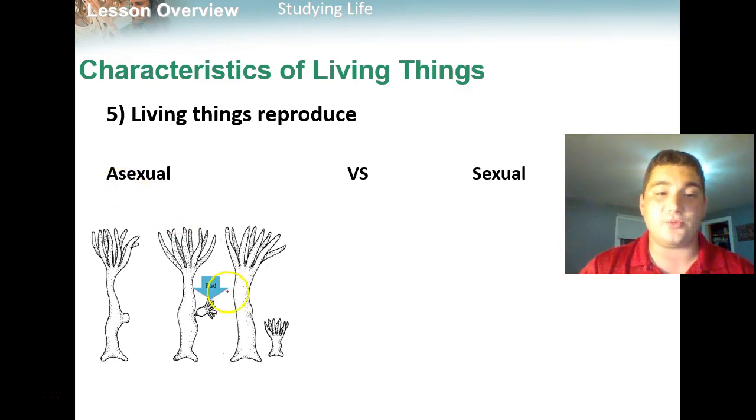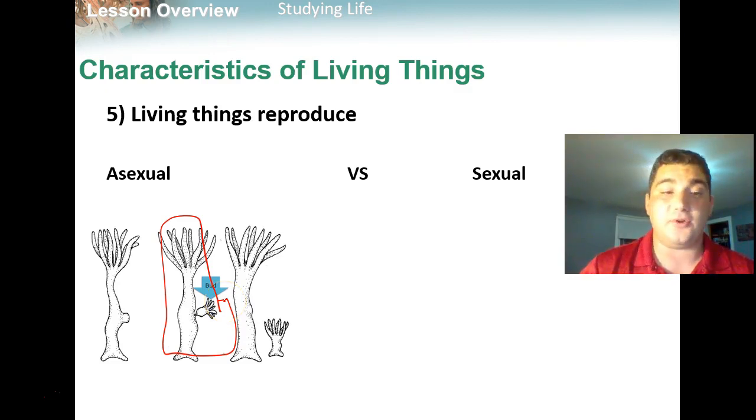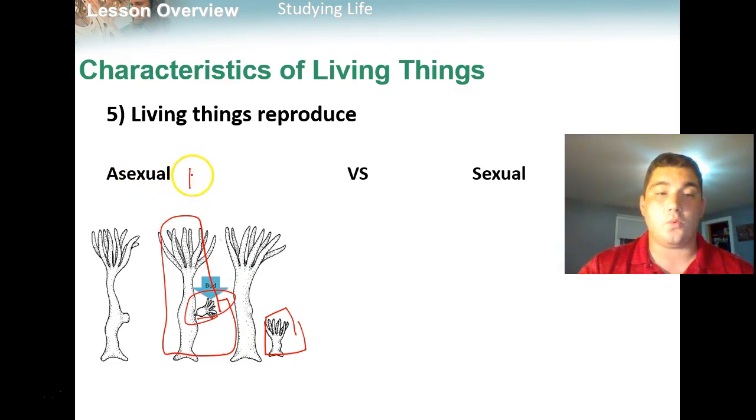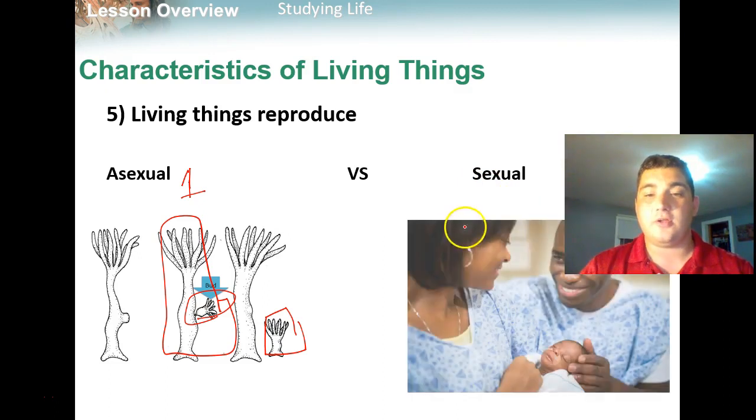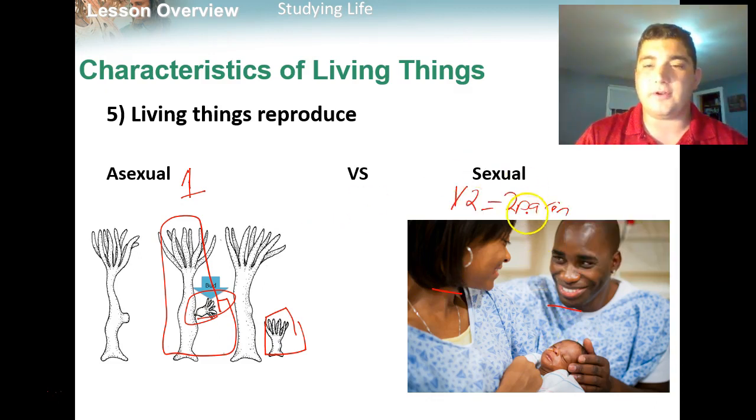We have asexual, which is reproduction from one parent, a single person. So one parent organism creates an exact copy of itself. Here in these anemones, we see they are budding off. This guy makes a little bud, which then grows into an exact copy. Okay, so asexual is one parent, versus sexual reproduction, where you need both a male and a female to create a new offspring. Okay, so sexual reproduction has two parents.